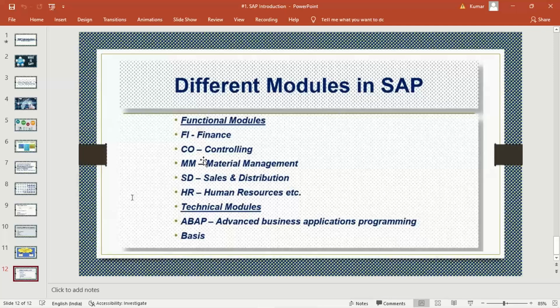In technical, we have the ABAP module and the Basis module. What is the exact role of an ABAP consultant? What is the role of a Basis consultant? That also you guys will come to know. I'll be giving some explanations on these things also, so you will have a perfect understanding about this as well.